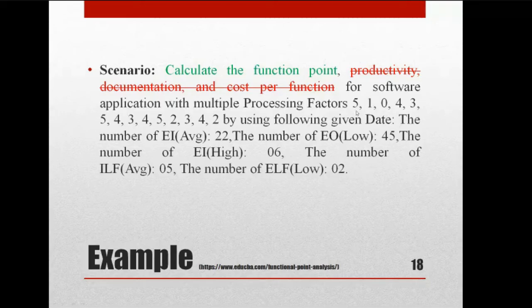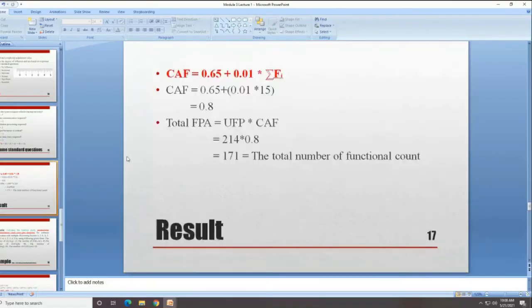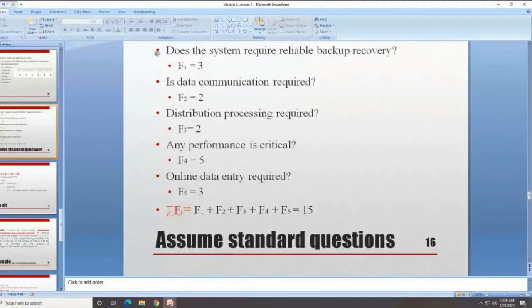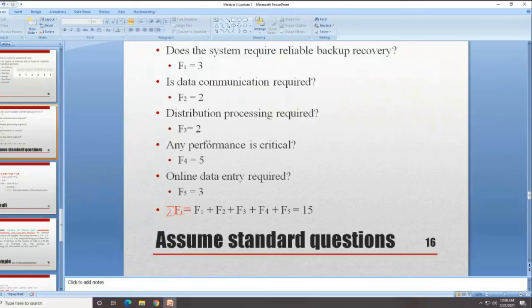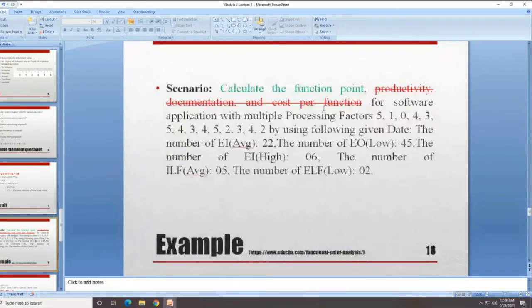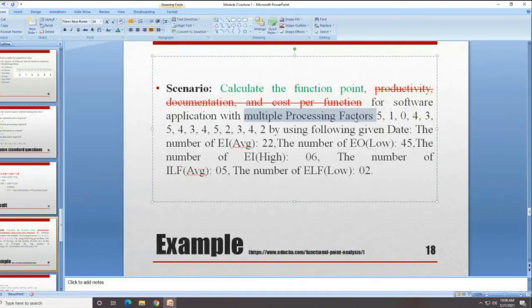Multiple processing factors 5, 1, 0, 4, 3. All these values they have given. What are these multiple processing factors, right? In the previous case, we have taken these things: does the system require backup recovery? Is data communication required? Whether distributed processing is required? These are some of the standard questions, right? In the scenario, they have taken the processing factors, asked the standard questions, and given the values.